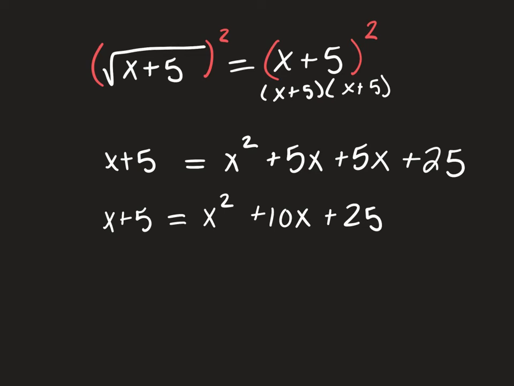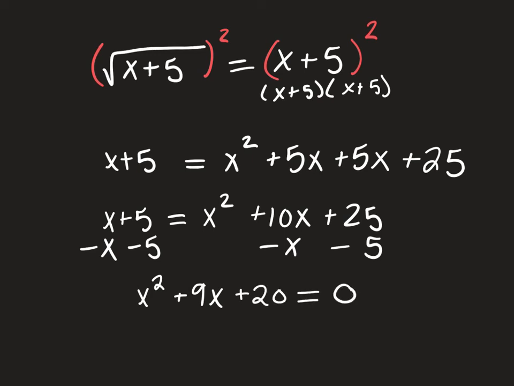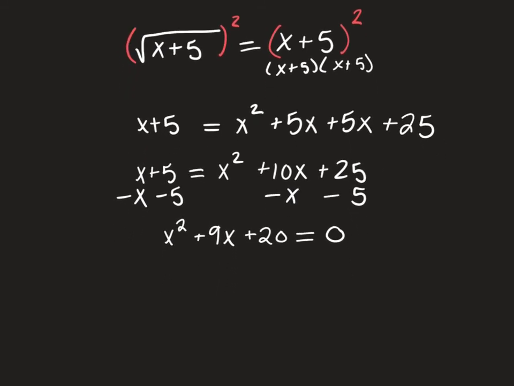And now, what do we have to do? Move it over and set it equal to 0. So, subtract the x. And subtract the 5. So, that means we have x squared plus 9x plus 20 is equal to 0. All right, what do you think the easiest way to solve this one's going to be? I would factor this one.